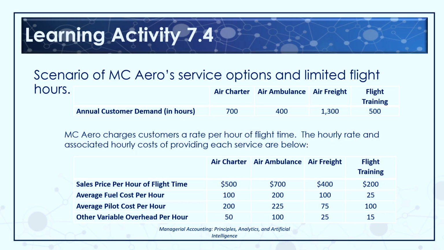Now complete learning activity 7.4. MC Aero provides multiple services and has limited flight hours. Your job is to compute contribution margin per hour for each service. Then allocate flight hours starting with the service that produces the highest contribution margin per hour. This is how businesses maximize profit under resource constraints. Pause here and work through the activity. Once you've finished, check your answers with the solutions provided in the back of Chapter 7.